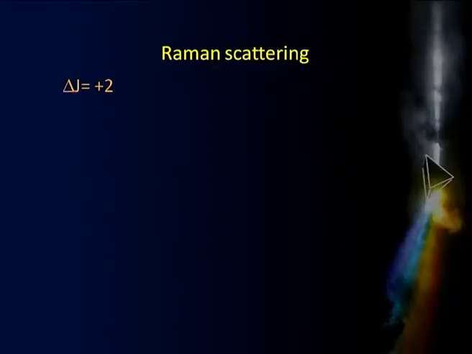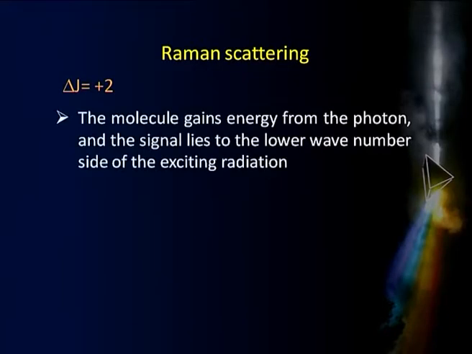When delta J is equal to plus 2, the molecule will gain energy from the photon, and the signal which comes will lie on the lower wave number side of the excitation radiation, that is, this will give me Stokes lines.